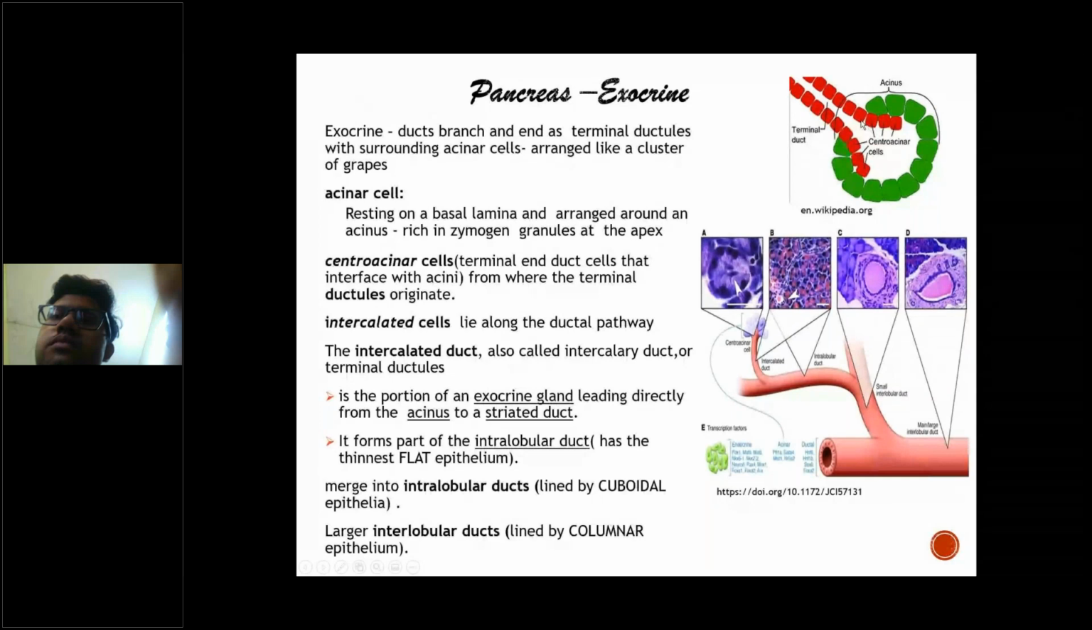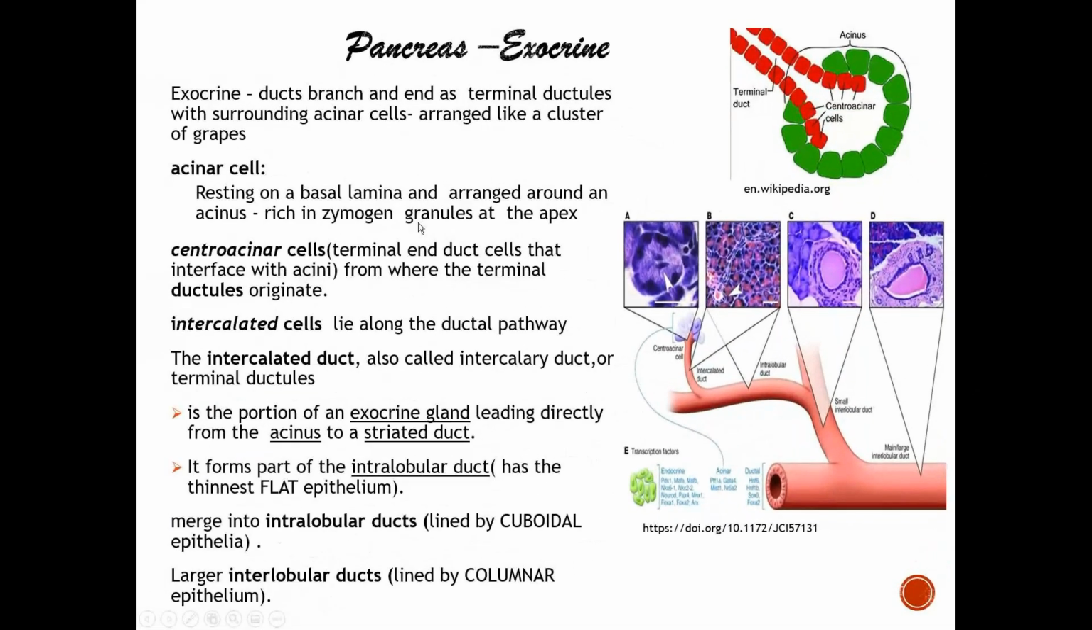So, you got the acini. The acini has these cells which are resting on a basal lamina. So, you got a basal lamina, and you got the acinar cells. And inside, what do you find? You find the collection of enzymes. All these cells here, the basal cells, are rich in zymogen granules at the apex. So this is the apex of the cell. So you have the Golgi apparatus and the zymogen granules all localized at the apex of the acinar cell, right? The centroacinar cell, as I just told you, is the starting point of the terminal ductule.